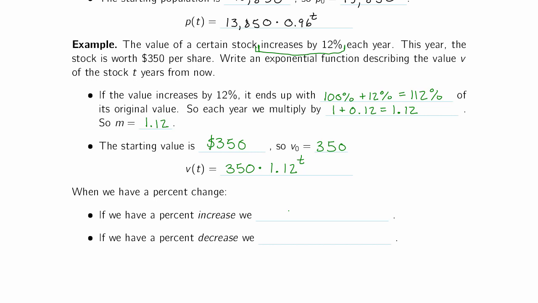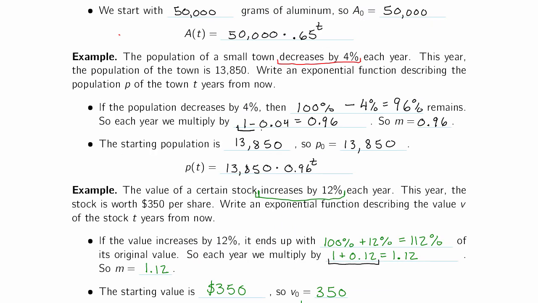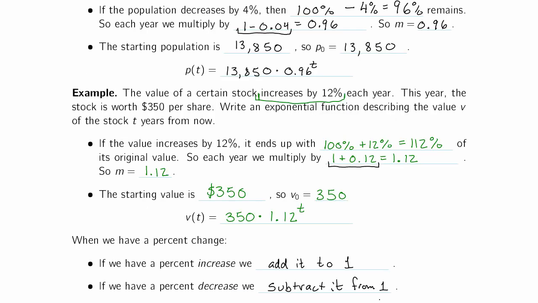Notice, if we have a percent change, we need to do some addition or subtraction. If we have a percent increase, we add that to 1, as we did here, 1 plus 12%. When we had a percent decrease, we took 1 minus 4%. So when we had a percent decrease, we subtract it from 1. And that 1 represents 100%. We start with 100%. If we get some more, we add that to 100%. If we get less, we subtract that from 100%.